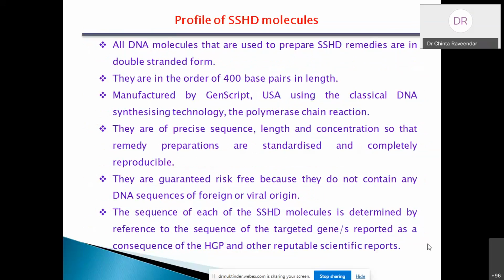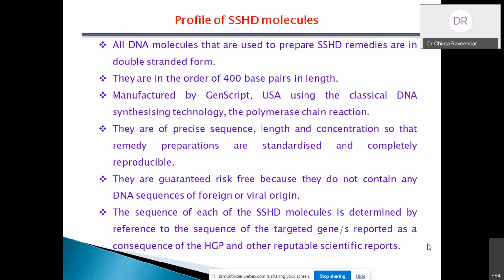And now here I will share a little bit only about the sequence-specific molecules. Then straight away I will go to the cancer, because after DNA there are a lot of limitations for this DNA also, and those scientists entered into the era of RNA molecules. Just before that, all these DNA molecules used to prepare these remedies are in the double stranded form. They are in the order of 400 base pairs in length. These are manufactured by an international big genetic company, GenScript USA, using the classical DNA synthesizing technology, the polymerase chain reaction, PCR.